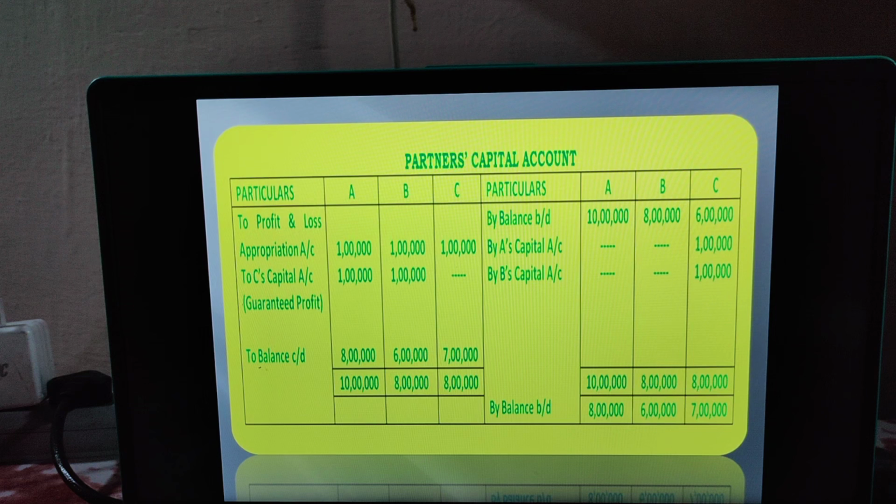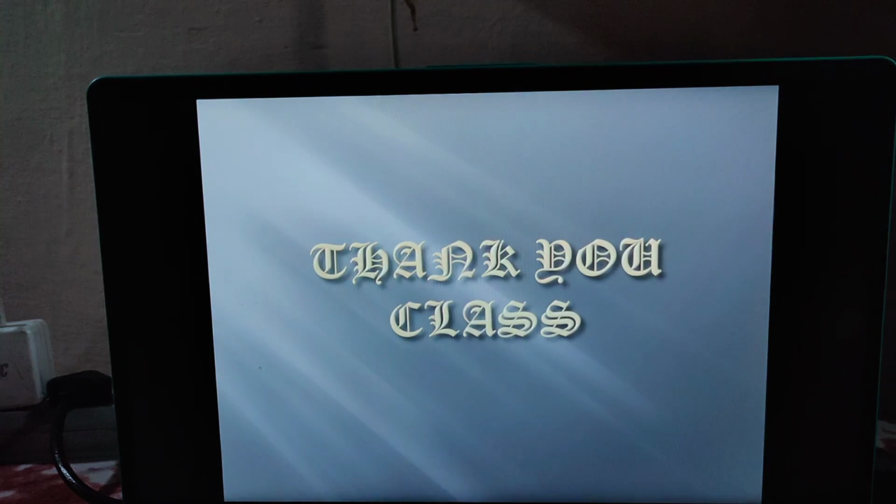So class, in this way we can make this thing clear by transferring the amount to the respective partners' capital account. Because you should make it clear that whatever amount the partner has been guaranteed, that is to be borne by the partners in the agreed ratio.